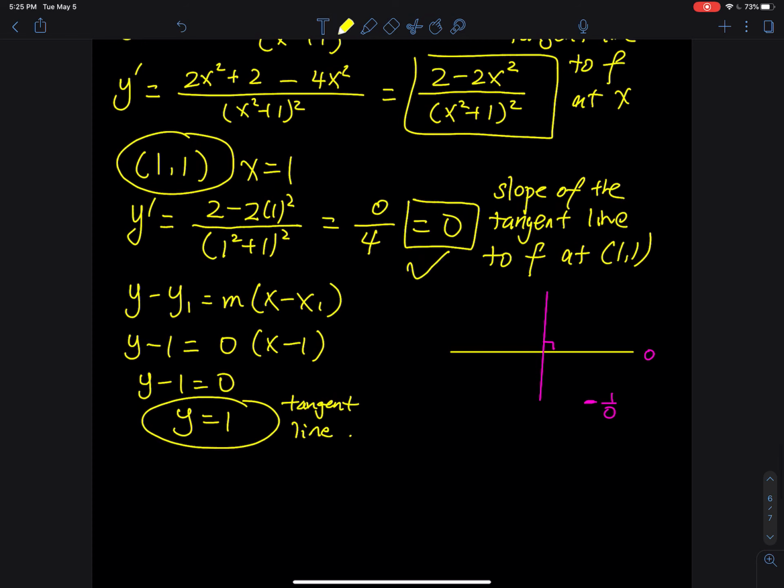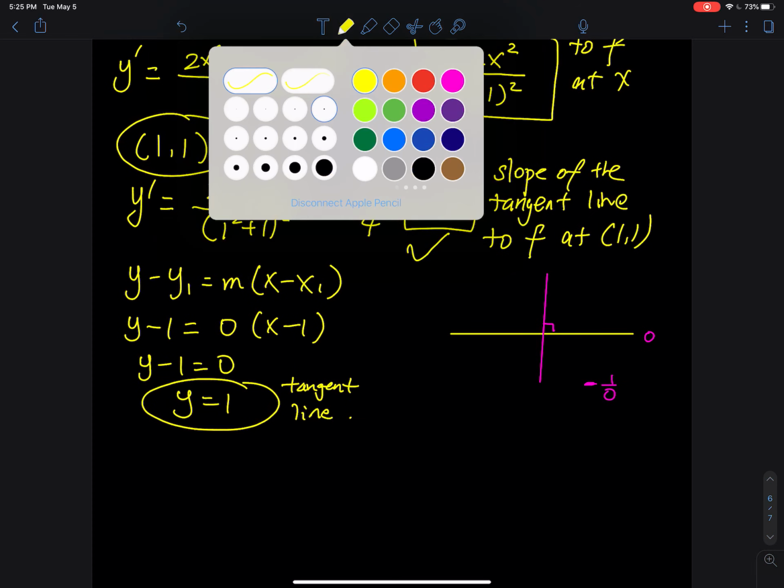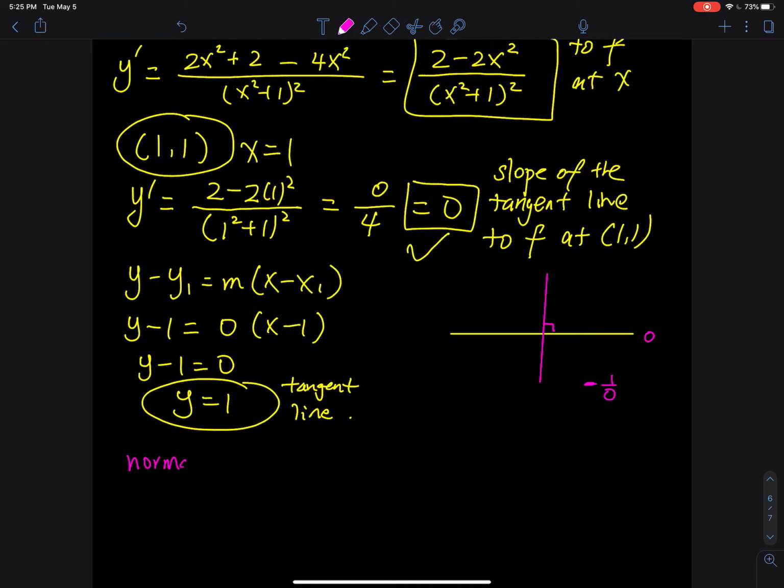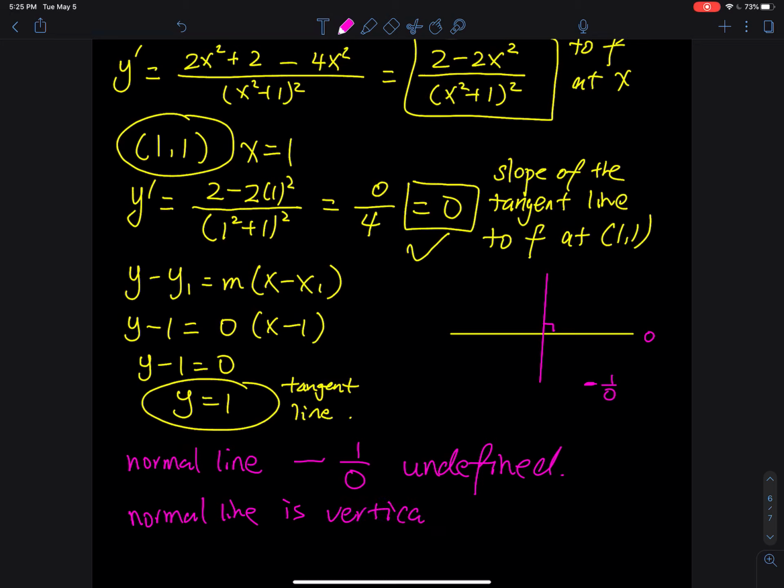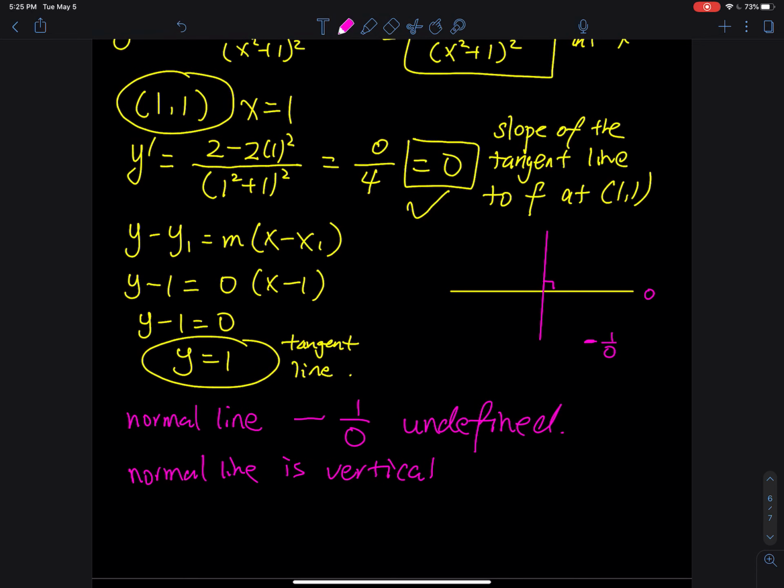So for the normal line, the slope is the negative reciprocal, right? So we have negative 1 divided by 0. This is undefined. So that means the normal line is vertical. And since this point is at 1, 1, then the normal line is just x equals 1, a vertical line. So that will be the normal line.